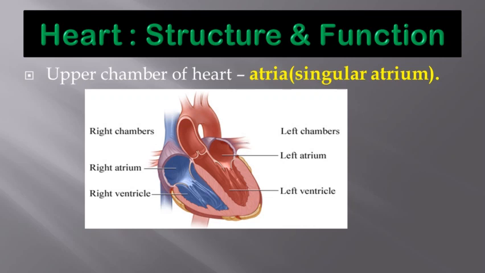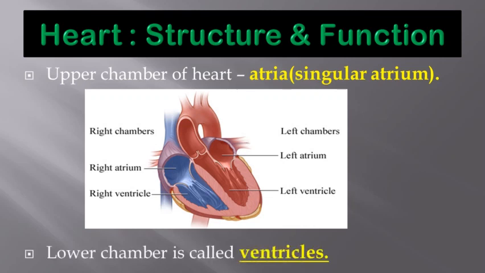The upper chambers are called atria, and the singular of this is atrium. You can see in the picture the right atrium and left atrium. And the lower chambers of the heart are called ventricles. Now you can see the right ventricle and left ventricle.